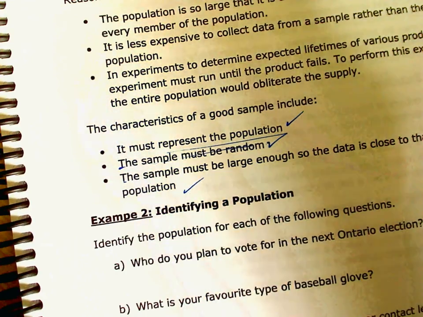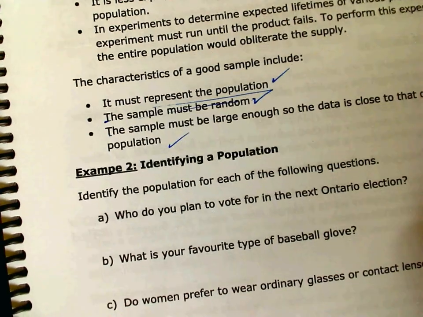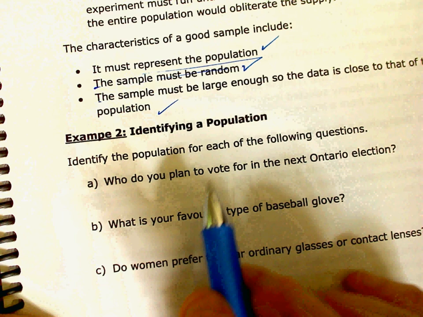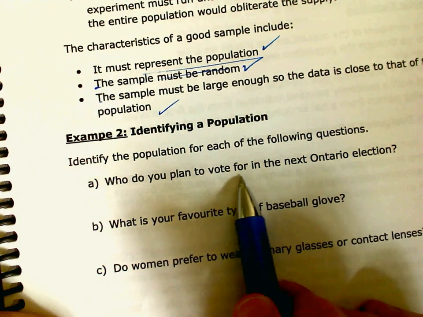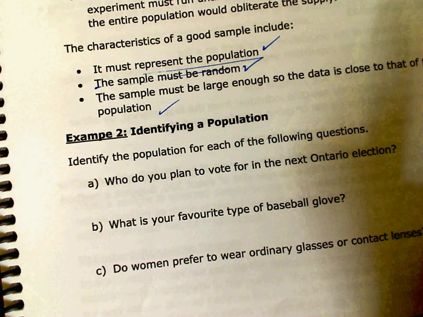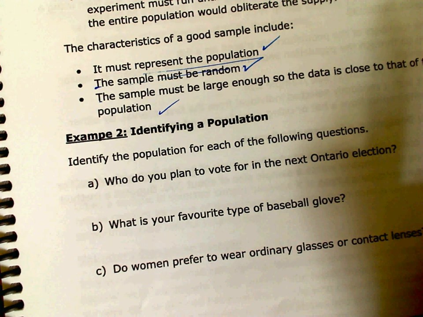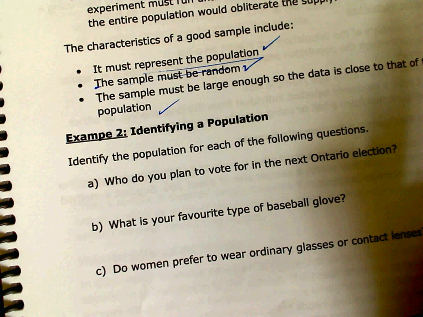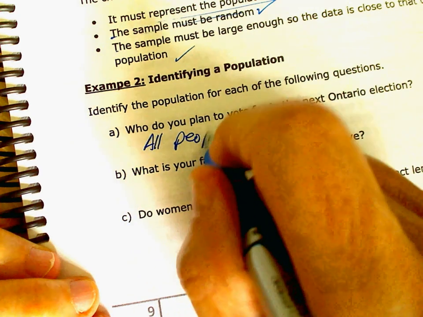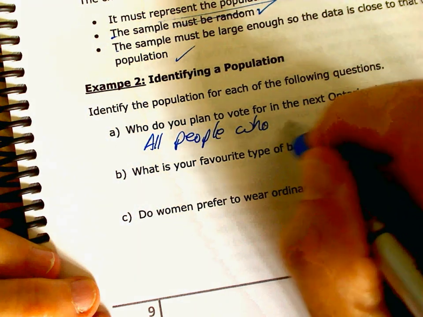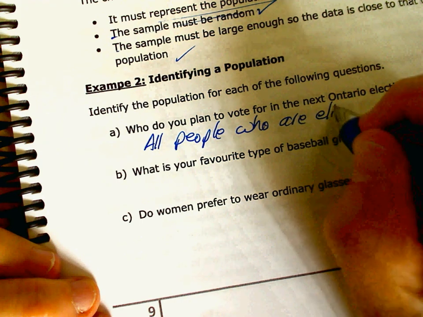Identify the population for each of the following questions. Who do you plan to vote for in the next election? Who would be the population? Okay. All people who are eligible to vote in the next Ontario election.